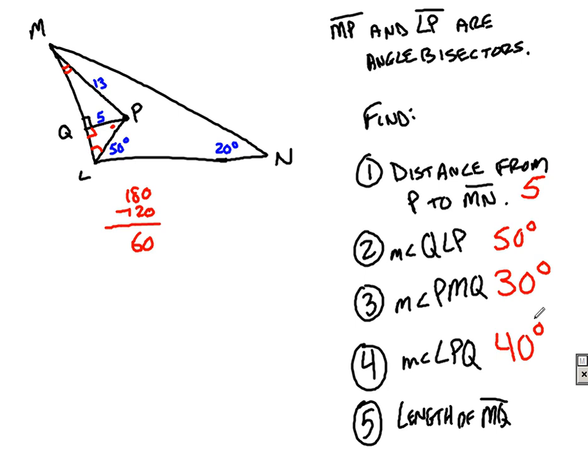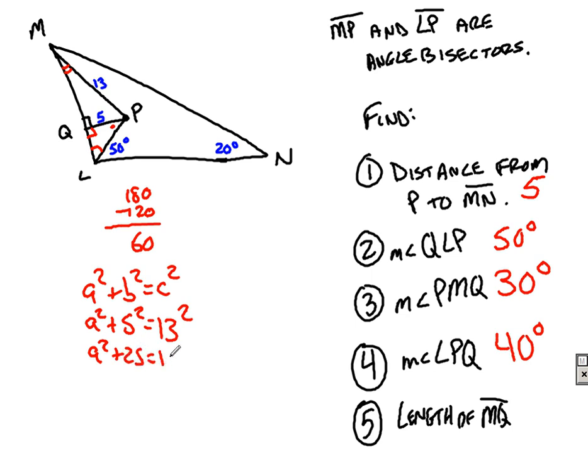Then the last one, the length of MQ, is this side right here. We have a right triangle we're working with right now. So we're going to say A squared plus B squared equals C squared. And the side we don't know is one of the legs. So A squared must stay as it is. The other leg is 5, so 5 squared equals 13 squared. Okay, we'll do no subtraction. Well, we'll do A squared equals 25 plus 169, evaluating the exponents first. So that means A squared will equal 144. Take the square root, and A will equal 12. So 12 is the length of MQ.